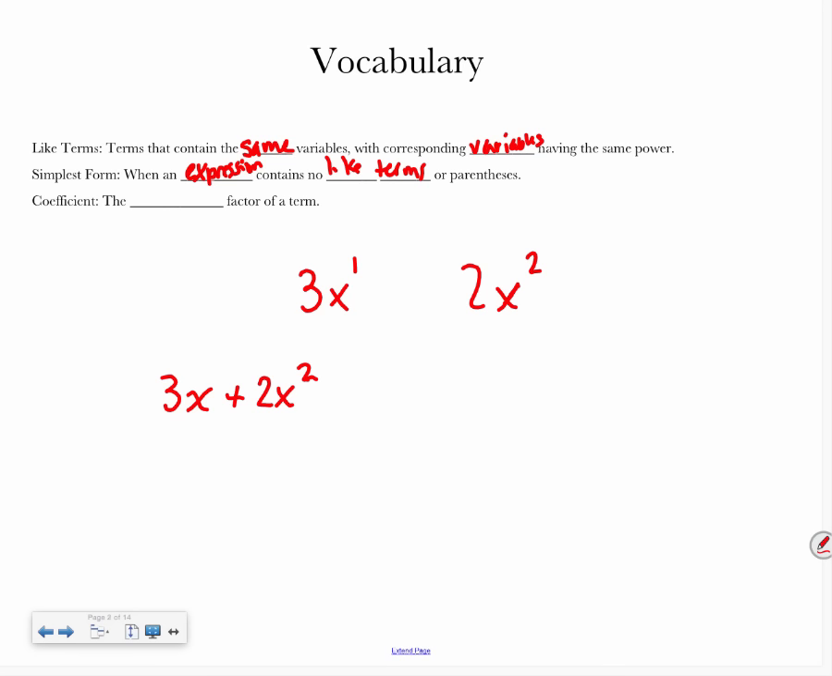Alright, and then the coefficient is the numerical factor of a term. What that means is whatever number is attached to your variable is called a coefficient. Okay, so 3 is a coefficient and 2. The number 2 is a coefficient.